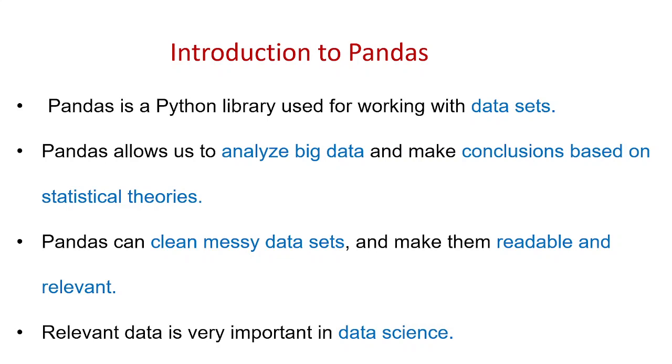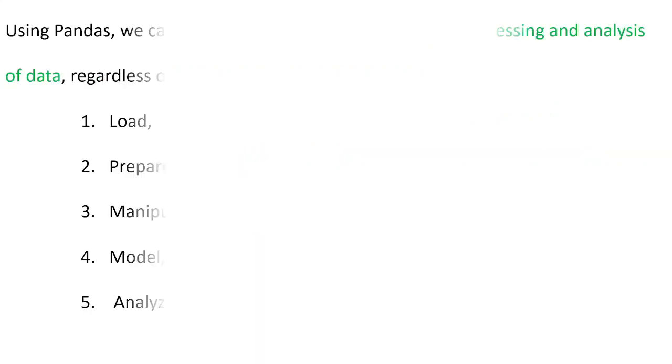Pandas is a Python library and it is used for working with data sets. This library allows us to analyze big data and make conclusions based on statistical theories. As we know, the data need not always be clean data without any unnecessary inclusions. So it's necessary to clean the messy data, and pandas do that work. They clean the messy data sets and make them readable and relevant. Relevant data is very important, especially in data science.